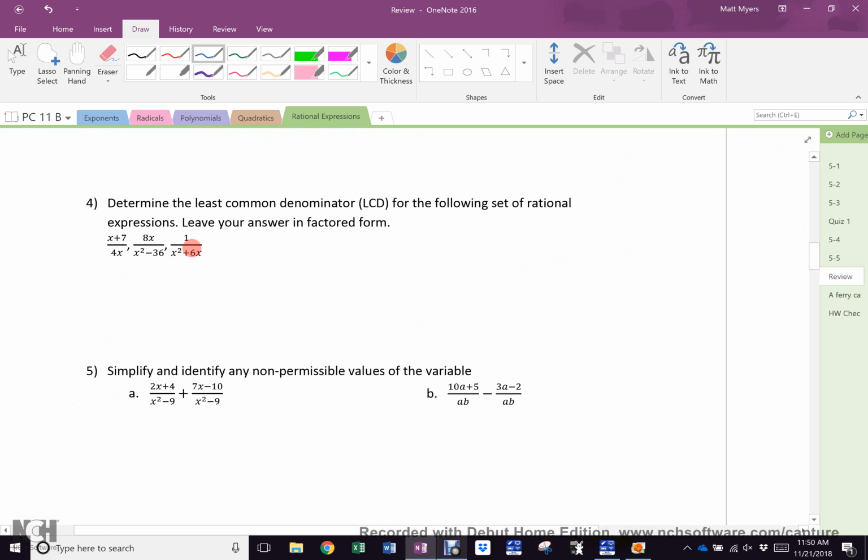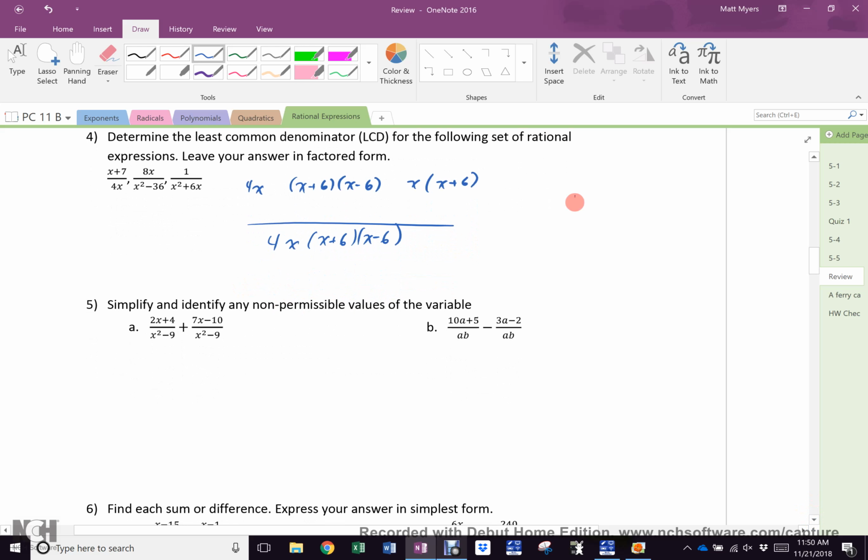Lowest common denominator. Now, I got 4x. I got x plus 6. I got x minus 6. And I got x. And I got x plus 6. What's the lowest common denominator? 4x. X. Done. 1 mark.